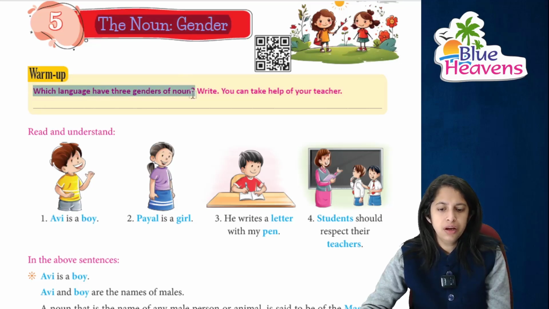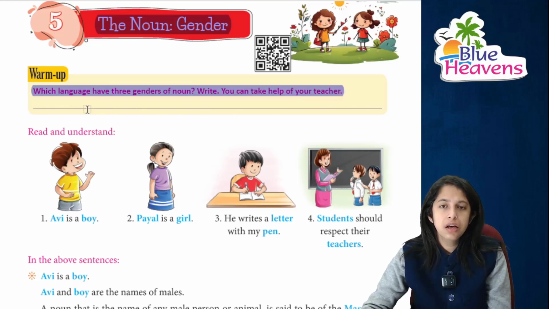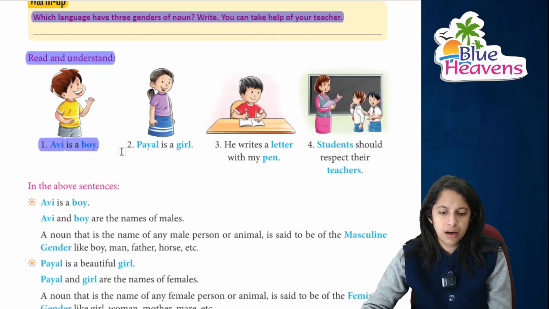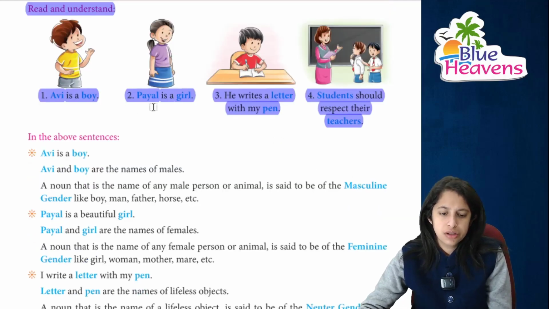Each language has three genders of noun. You just write down and take help from your teacher. That is masculine, feminine, and neutral gender. So you just read and understand that Avi is a boy. Avi एक लड़का है. Payal is a girl. Payal एक लड़की है. And he writes a letter with my pen. वो मेरे पेन से एक लेटर लिखता है. And students should respect their teachers. बच्चों को teachers की respect करनी चाहिए.